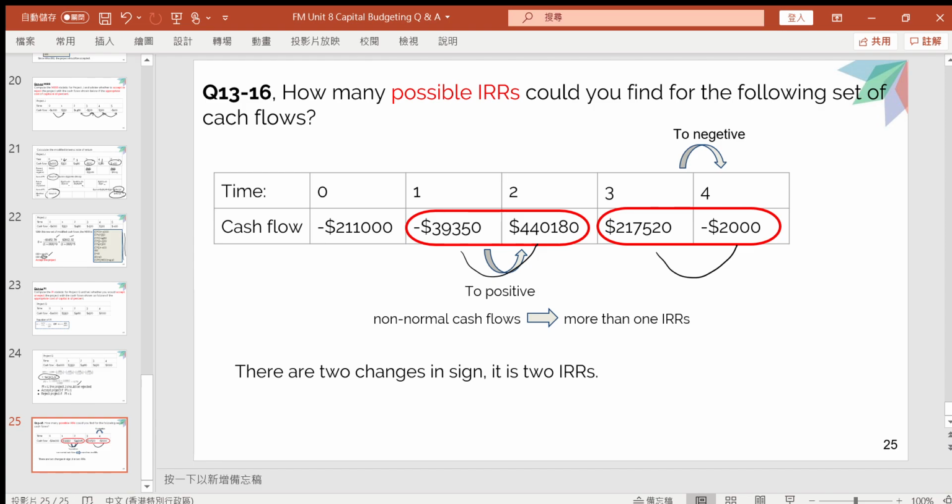Okay, and you may also draw a diagram to illustrate the one that is provided in your notes and in your textbook. Other than that, if the cash flow, just like the previous question, changes 4 times, then you will have 4 possible internal rates of return. Okay, then that will be the last question. If you have any questions, you may ask me in the chat room.